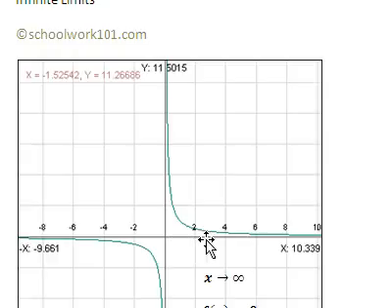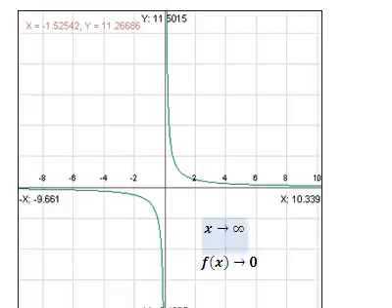As my x value increases, you can see that the y value here is decreasing, and it's getting closer and closer to 0. And if we look over here at the left-hand side, as x gets larger and larger and larger, what is happening to my y value? Why, it's getting closer and closer to 0 as x gets larger and larger. A way to say that is, as x approaches infinity, f of x is approaching 0.